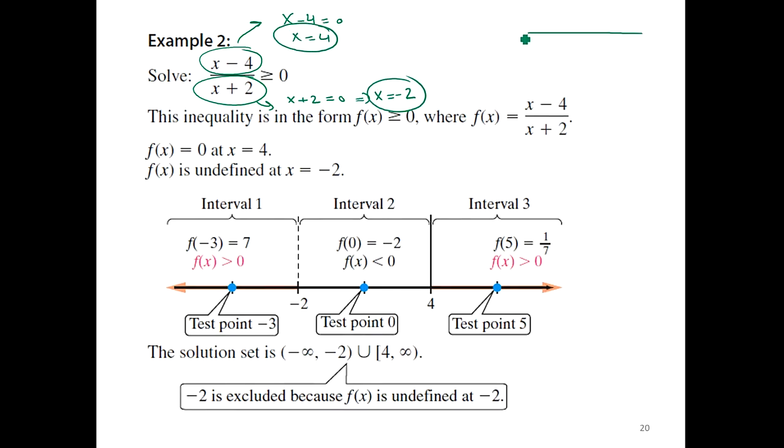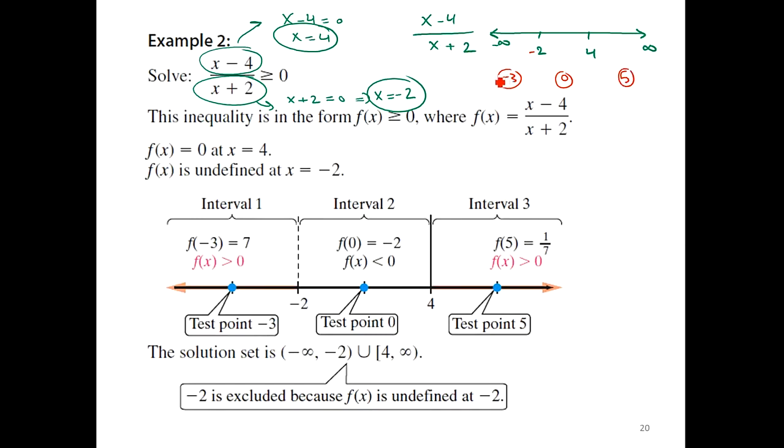Put them on the real line to find the sign of this fraction. We have negative 2 and 4, and we have infinity and negative infinity. Okay. Now choose a value from each region. We can choose negative 3, 0, and for example 5.